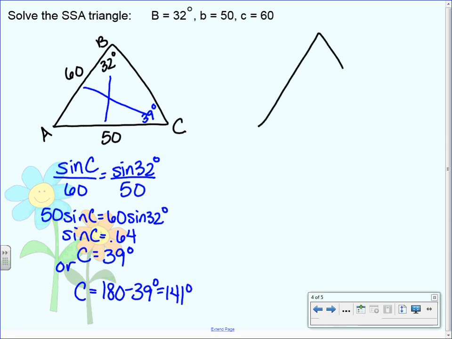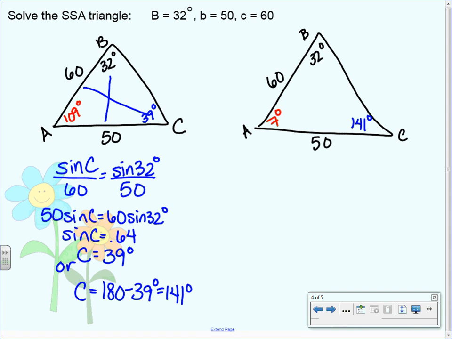I'm going to draw my given information again one more time. 32, 50, 60. So now we want to ask ourselves, that other angle C, 141 degrees, is that possible in this triangle? Well, 141 plus 32 gives me 173 degrees, which leaves me some degree measure left for angle A. If that's possible, then this is our two triangle situation. I've already drawn the second one. Over here I can solve for angle A the same way, 180, take away the 2 I have, 109. And now because I have two triangles, I have to solve both triangles.